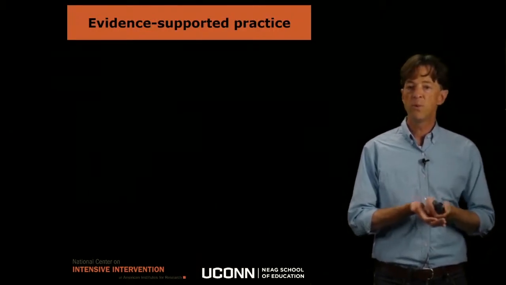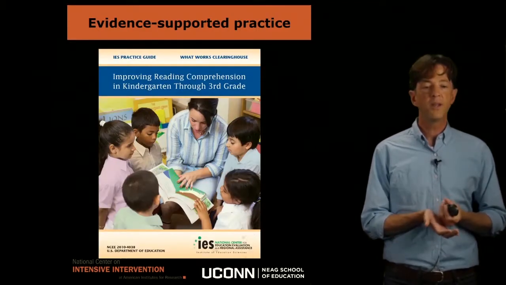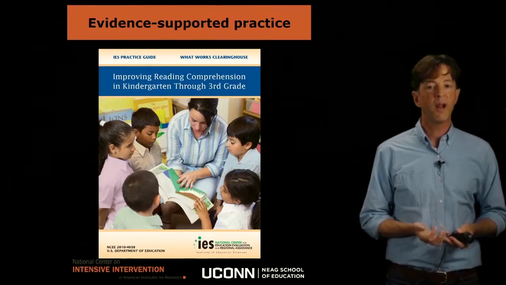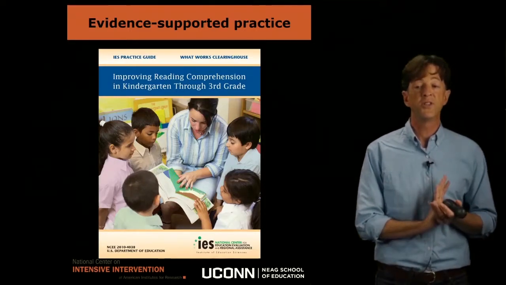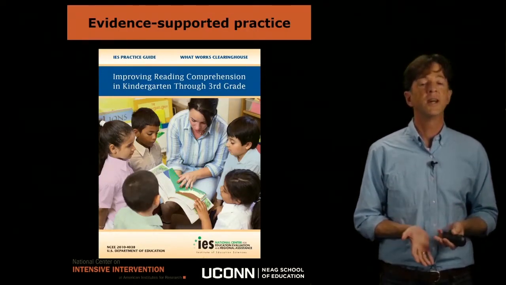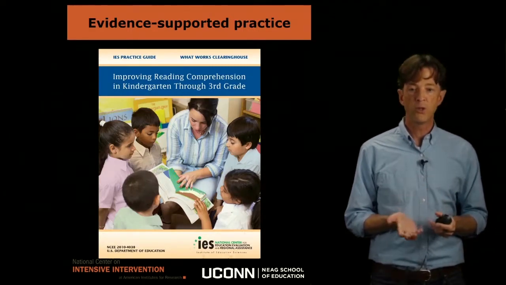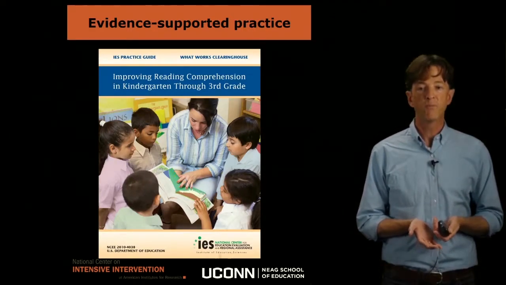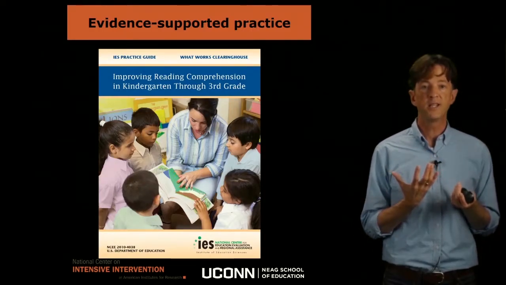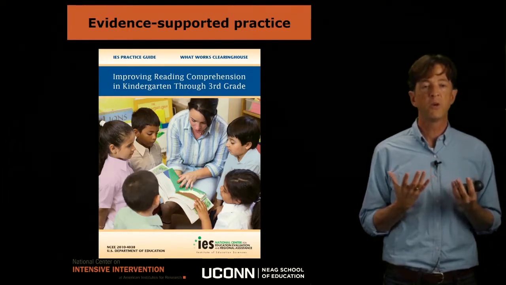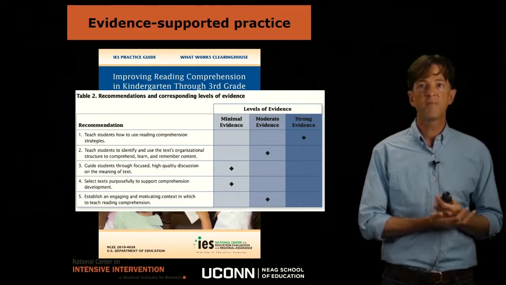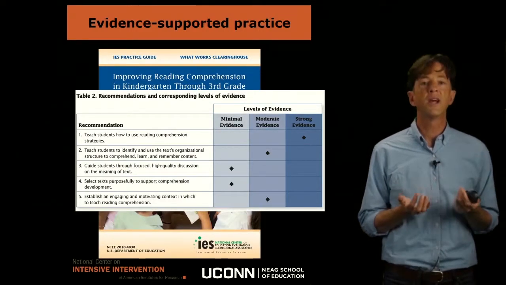So some examples of what we think about as evidence-supported practice. One of the best places to find these is the IES What Works Clearinghouse practice guides. We're going to talk more about these websites and resources in much more detail in part 2 and part 3. There is a practice guide for improving reading comprehension in kindergarten through 3rd grade. This practice guide had a panel of experts review the research on comprehension instruction, and they came out with recommendations that have different levels of evidence.